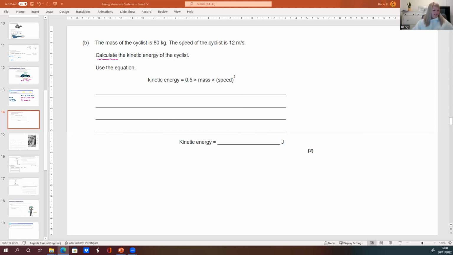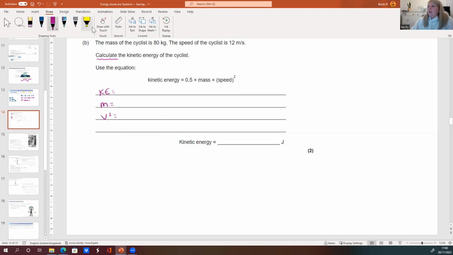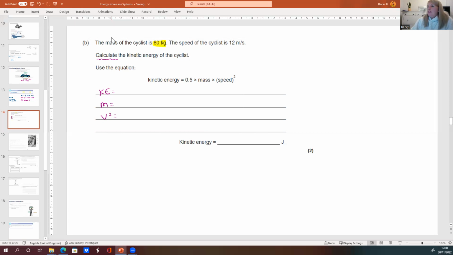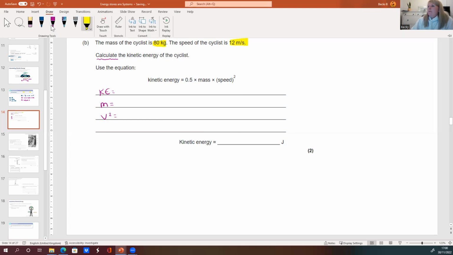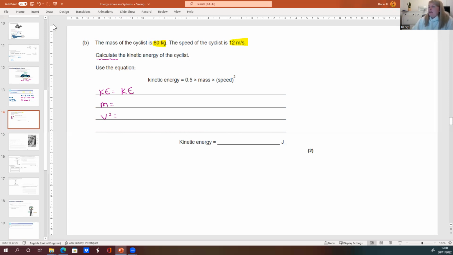Okay, let's have a look. So set it out exactly the same. KE, M, V squared. Right, I'm going to highlight what numbers I can see. Probably going to need them. And let's drag out my numbers. It asked me to calculate kinetic energy. Just leave that as a KE, not going to interfere with it. Mass, 80. It's in kilograms. Don't need to do anything. Speed of the cyclist was 12, but I need to square that. 12 times 12, I get 144.